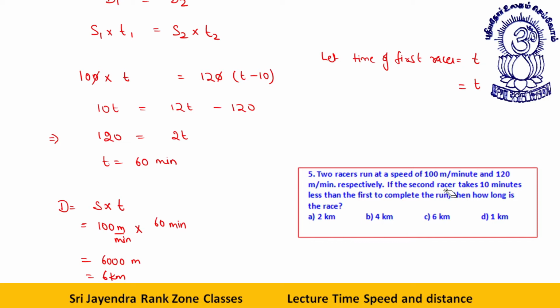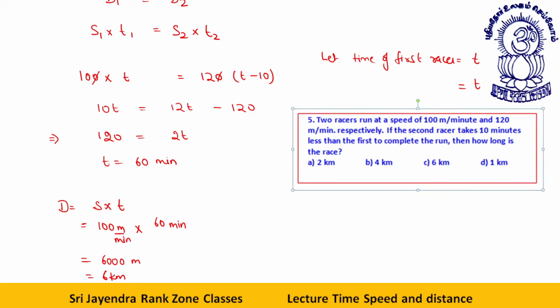What could have been the other method? See, dear friends, really listen carefully. If you have to cover the same distance, then time and speed are always in inverse relation. Time and speed are always in inverse relation when you have to cover the same distance. What I will do is, since the distance is same, speed 1 by speed 2 will be inverse, like time 2 by time 1.